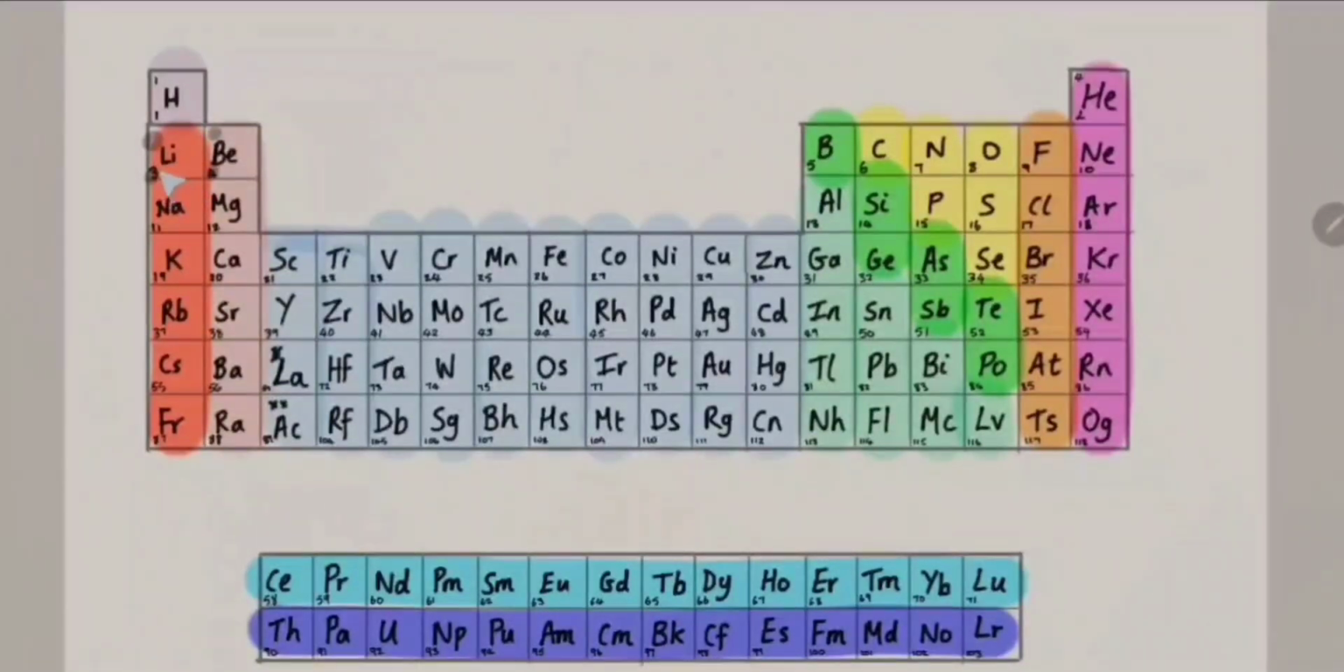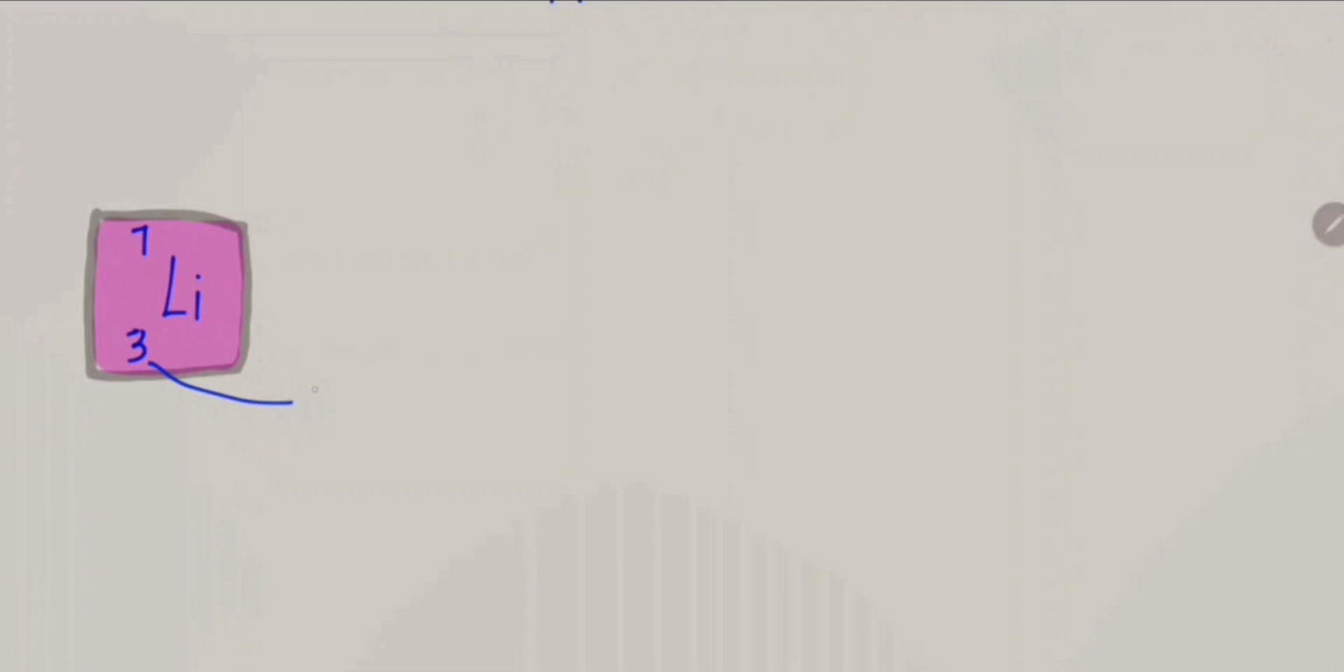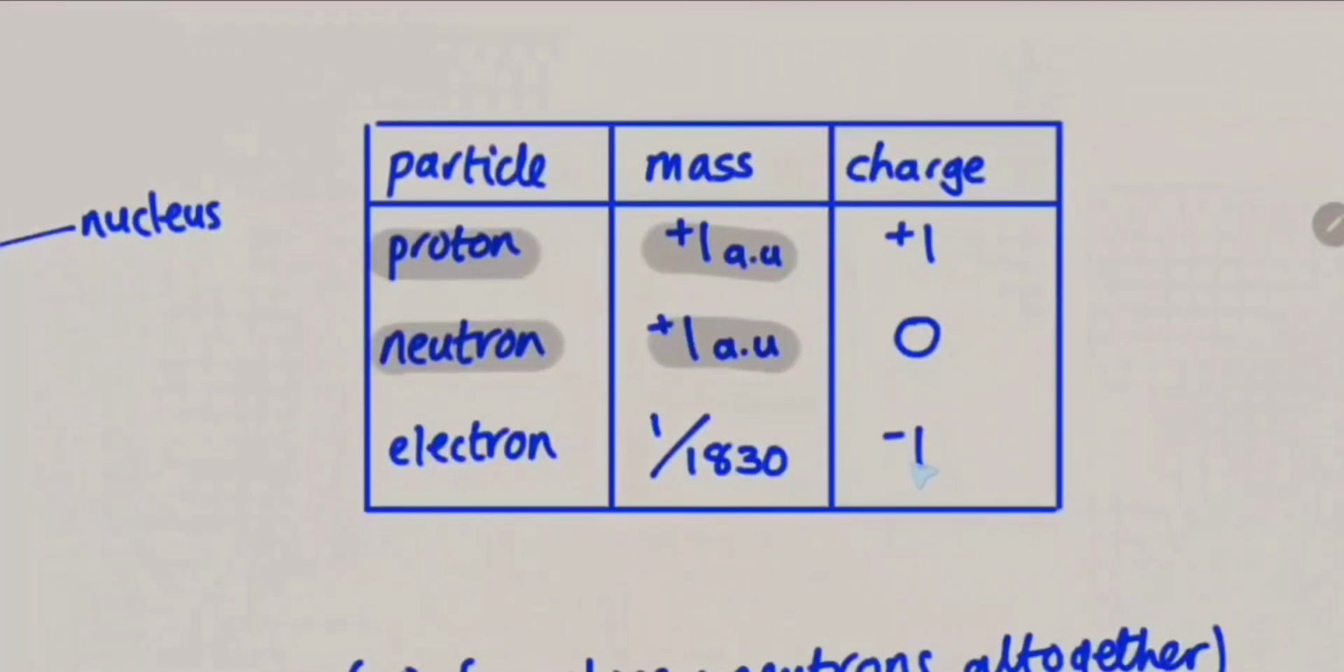Now I'm going to take a look at the lithium atom, which has a symbol Li, and it has atomic number 3 and a mass number of 7. Now, the number 3 tells us it's got 3 protons in the nucleus, but it also tells us that it's got 3 electrons. To work out why it's also got 3 electrons, we need to take a look back at the properties of the subatomic particles. Now, the electron has a charge of -1, and the proton has a charge of +1.